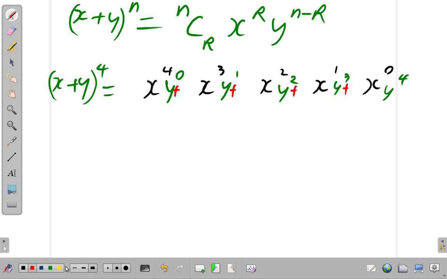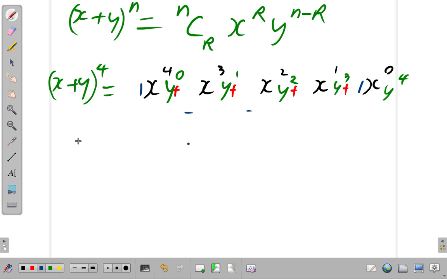Alright. Now, we know that the number that will multiply the first and the last will be 1. So it's 1x to the fourth, and 1y to the fourth, because after a while I'm going to rewrite it without the y to the 0 and the x to the 0. But this will be 1 and this will be 1. But we want the number that will come here and here.